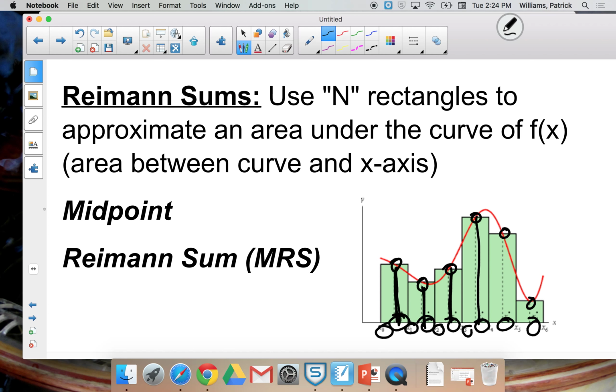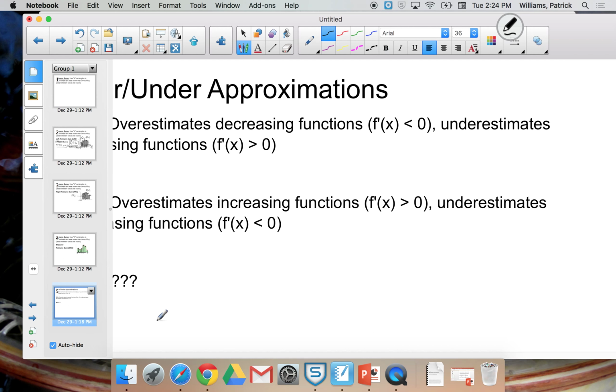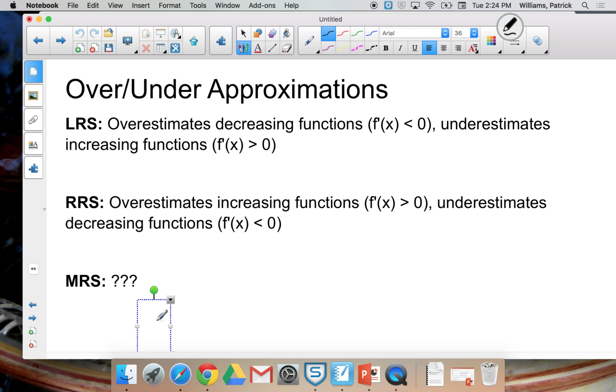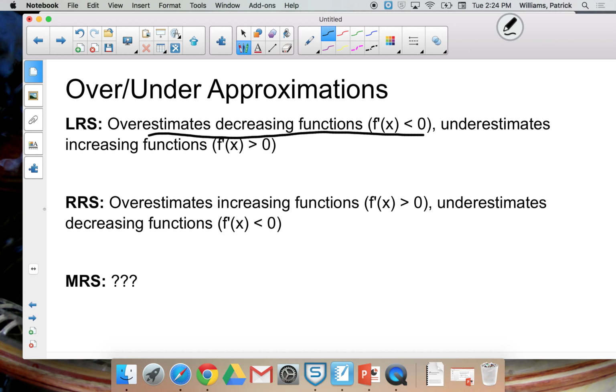So if we go back to sum up what we just talked about in terms of over approximation or under approximation, what we have is that a left Riemann sum overestimates decreasing functions, or functions where the derivative is less than 0, and it underestimates increasing functions. And then the right Riemann sum does the exact opposite. The mid Riemann sum, we have no idea.